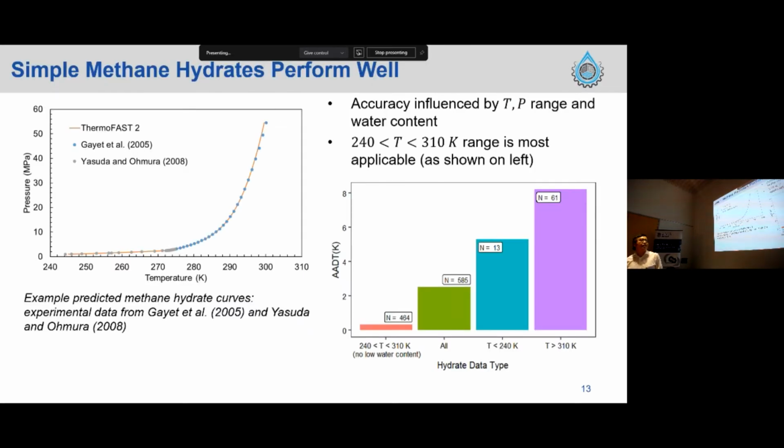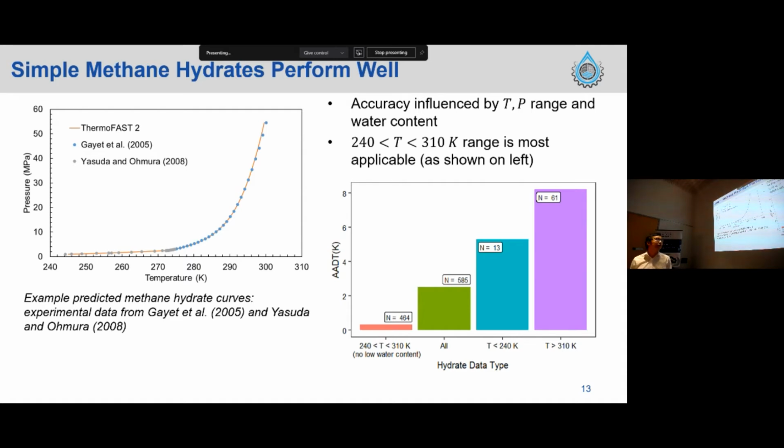When we first look at methane systems, we can see that they perform well overall. So this is some example results on the left here. And what I want to highlight is that the accuracy of the model is influenced by the temperature and pressure range that you choose, as well as the water content.